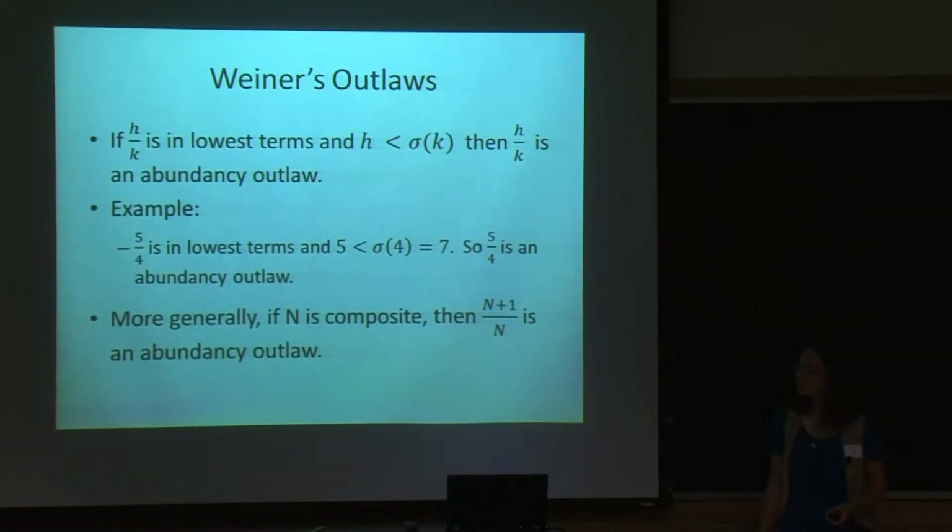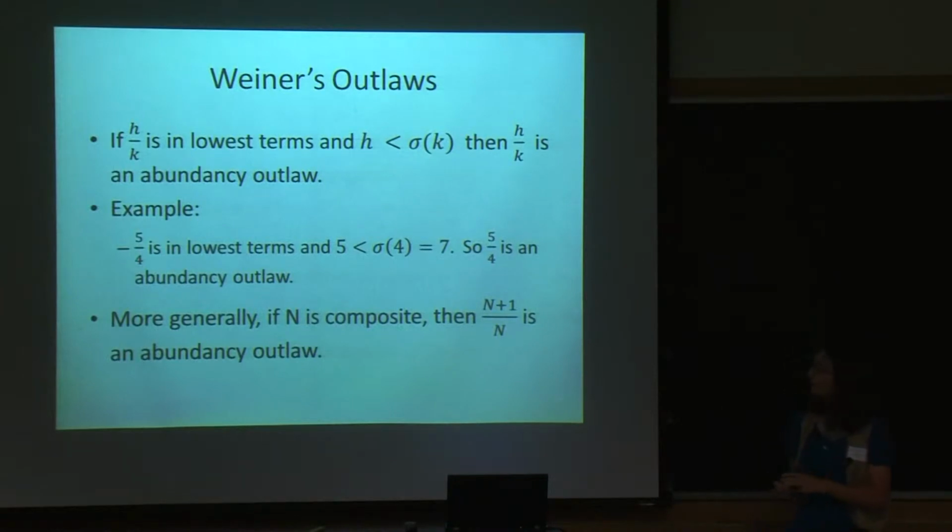So the first class of abundancy outlaws was discovered by Paul Weiner. He noticed that if our fraction is in lowest terms and the sum of divisors of the denominator is bigger than the numerator, then we have an abundancy outlaw. For instance, our 5/4 that we had before, this is already in lowest terms, and the sum of divisors of the denominator, so the sum of divisors of 4, is equal to 7. 1 plus 2 plus 4. And that's bigger than 5, our numerator. So we have an abundancy outlaw.